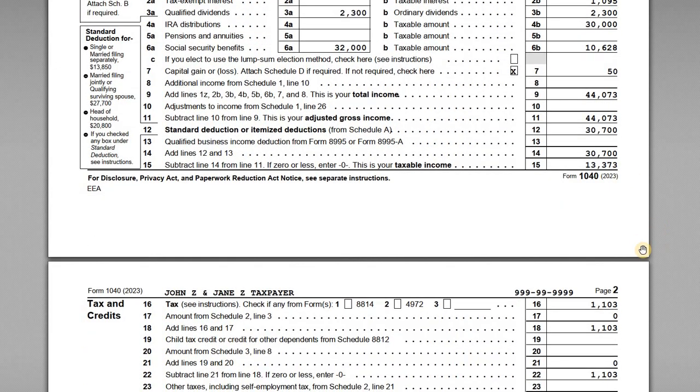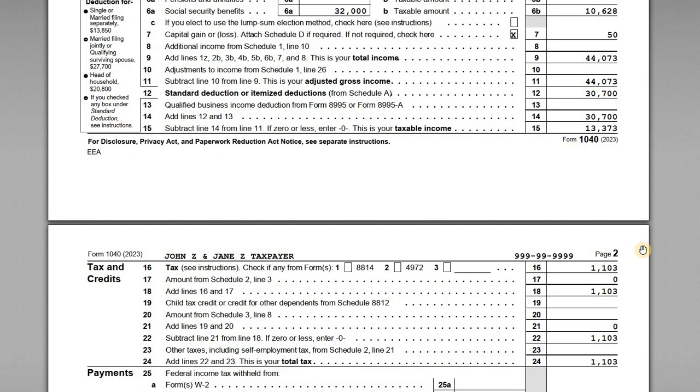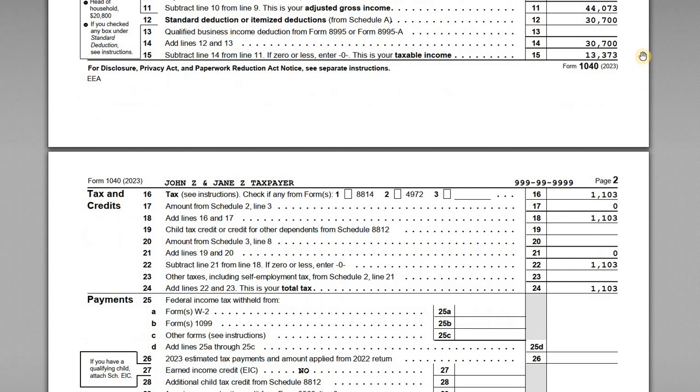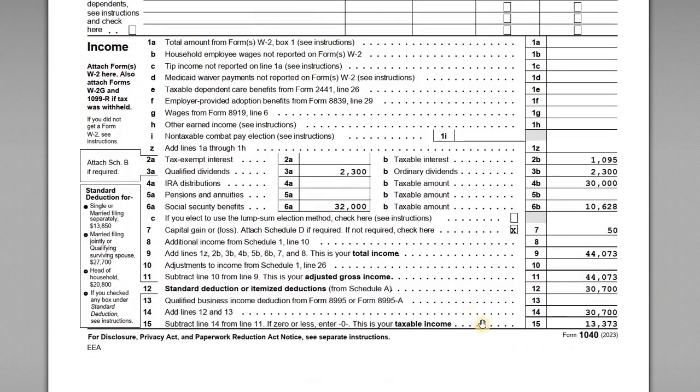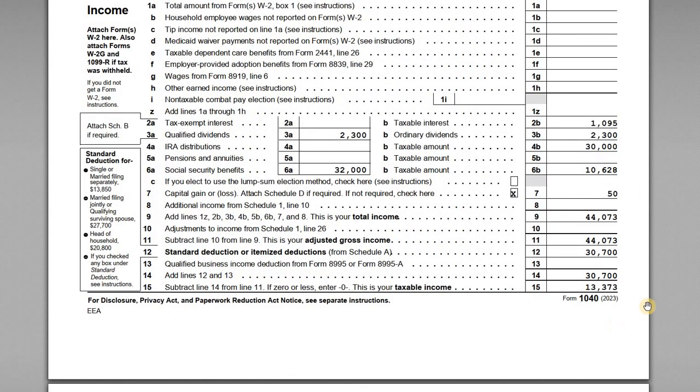$44,073. We have our standard deduction of $30,700. And we're left with taxable income of $13,373 and tax of $1,103. So in this example, we can see a scenario where, based on your other income, you have a taxable portion of your Social Security benefits, and then you have other income items which push your overall income over the standard deduction, so you do have some tax liability on your income.